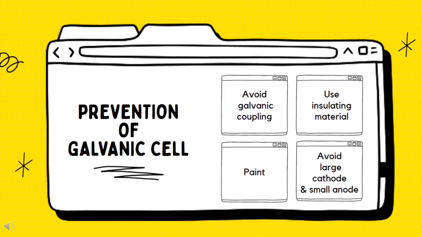Avoid galvanic coupling, where two metals that can undergo galvanic corrosion must not be placed together, otherwise one of the metals will corrode. Next, two different metals are kept apart using insulating material in order to prevent the circuit formation and flow of electrons. Other than that, paint can help to create a barrier by covering the metal from corrosion. All of these are ways to prevent galvanic corrosion.